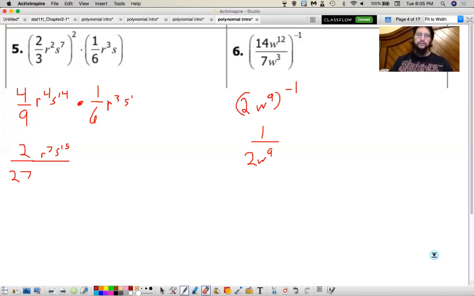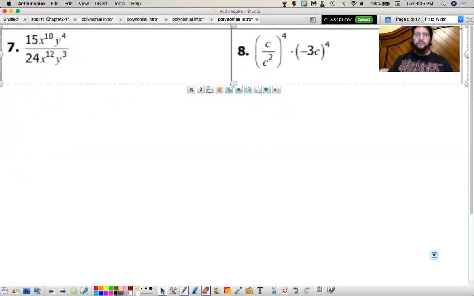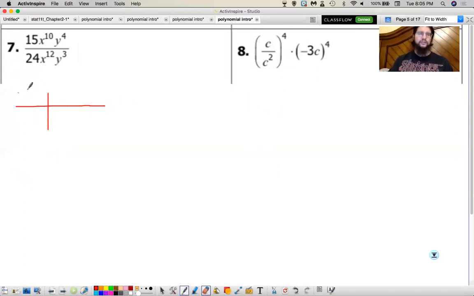Okay, let's look at the next one. Okay, we've got division again. So if you're really fluent with these, you do not have to break it up like this, but it's good practice if you're having trouble seeing what's going on. Numbers are going in here. I'm going to put some x's in here. And I'll show you a shortcut after we do this.